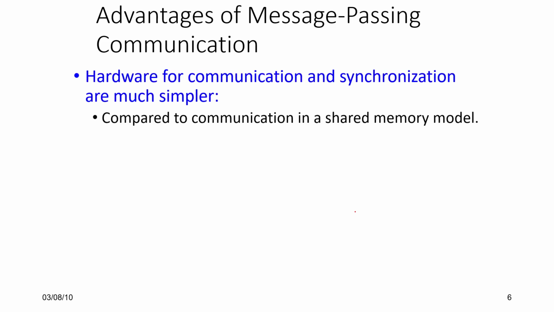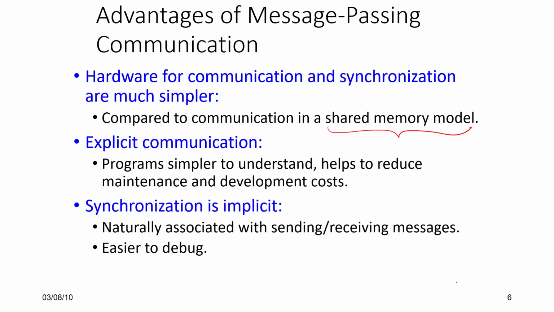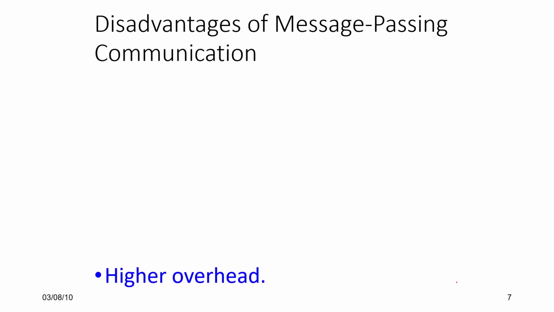So message passing has advantages in the sense communication and synchronization are much simpler as opposed to a shared memory model. But the shared memory model, of course, has higher performance for small scale systems. And explicit communication between programs makes them simpler to understand, simpler to maintain. So almost in all ways it reduces the development costs. The synchronization is implicit over here, and it is naturally associated with both sending as well as receiving messages.